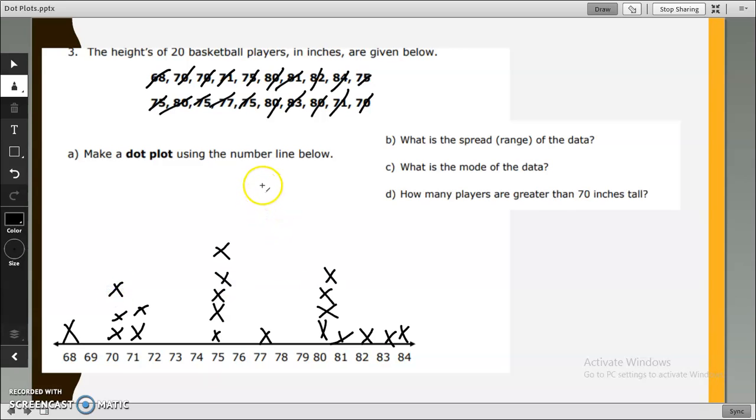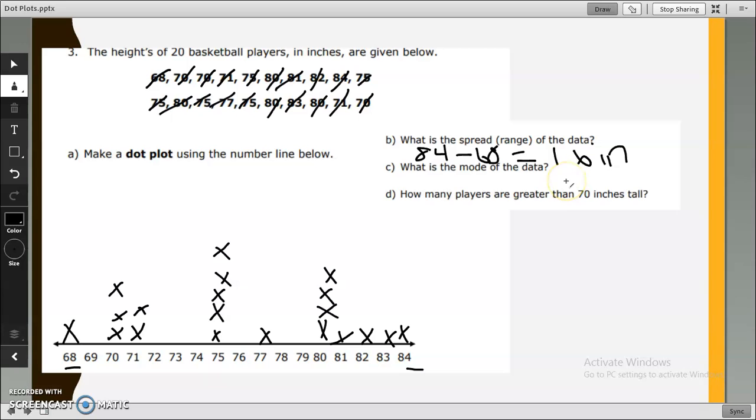Alright, so my dot plot has been made. It says, what is the spread or range of the data? So again, the spread or range of the data is the lowest value subtracted from the highest value. So we can easily see that. So that's 84 minus 68. And that's 16. So that's a range of 16 inches. Yep, 16 inches.